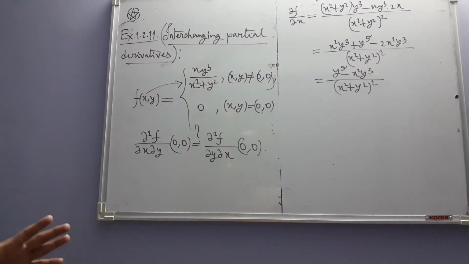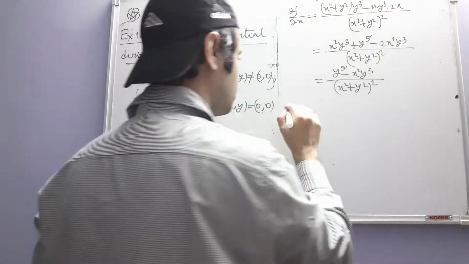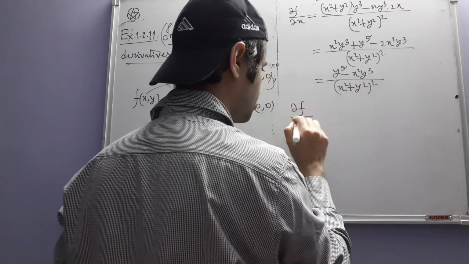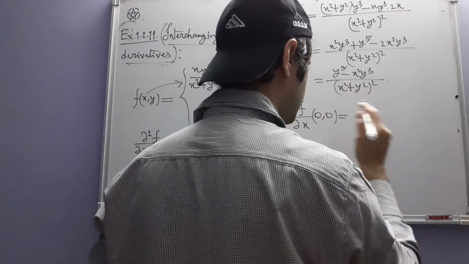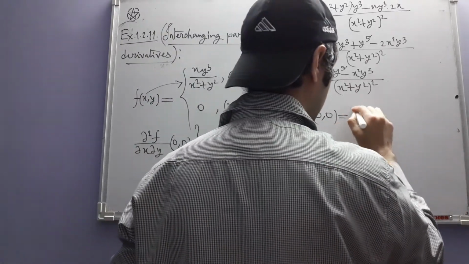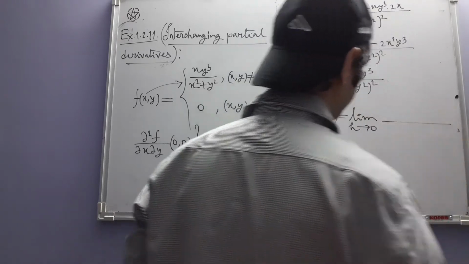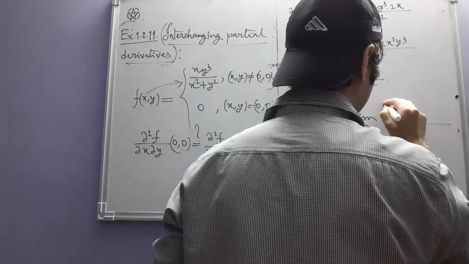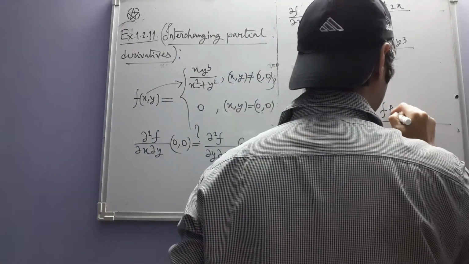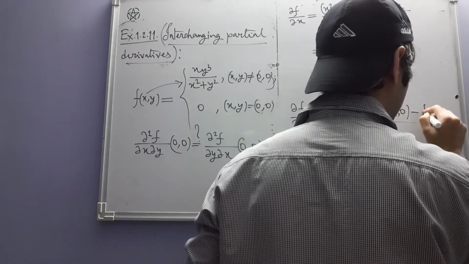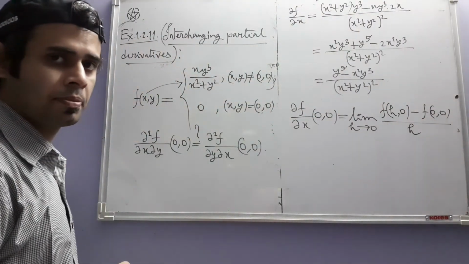Okay, so this is the partial derivative of f at a non-zero point. But we will calculate this one also because we will need this one at (0, 0). Here we apply the definition. Limit h tends to 0, f of (h + 0, 0), that means f(h, 0) minus f(0, 0), divided by h.